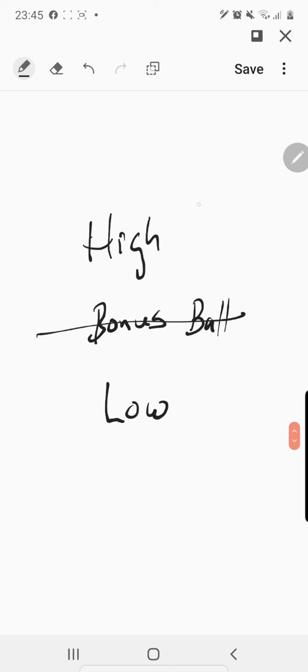Meaning if you say the bonus ball is gonna be high, but then the bonus ball comes as low, then you lose your money, right? And if you say no, the bonus ball is gonna be low and it comes as high, then you lose your money, right? The same thing, if you say the bonus ball is going to be high and it comes out as high, then you make money.